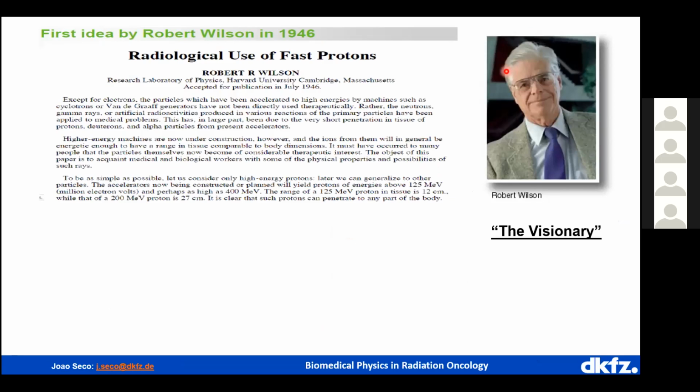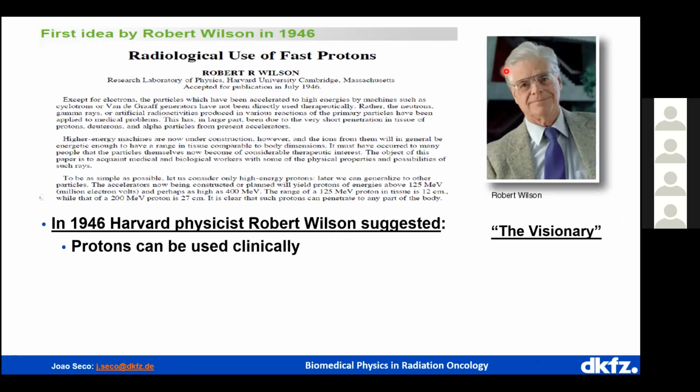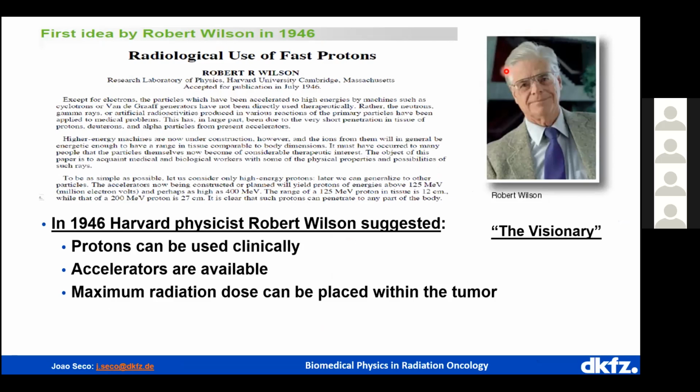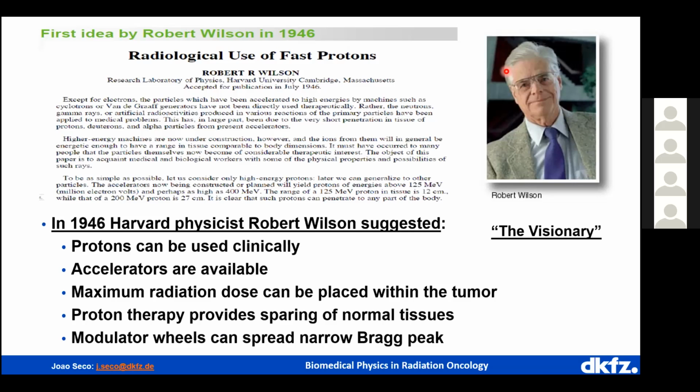Okay, so I want to bring up something that Robert Wilson mentioned in his paper, which is really important to remember. In this visionary paper, he proposed many things. He proposed that protons can be used clinically, so that's good. He proposed that accelerators are available. Yes, that was also possible through Lawrence Berkeley. He also proposed that you could place the maximum radiation dose in the tumor. Yes, that's using the Bragg peak. But he proposed also that protons should spare organs. This is kind of a big jump, right? So you want to use the radiation to spare healthy organs. It wasn't so easy at the time. And another thing that he proposed is to use modulator wheels to spread the Bragg peak, to create a so-called spread out Bragg peak.